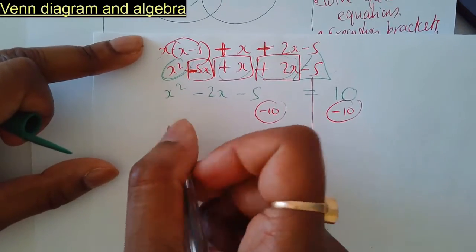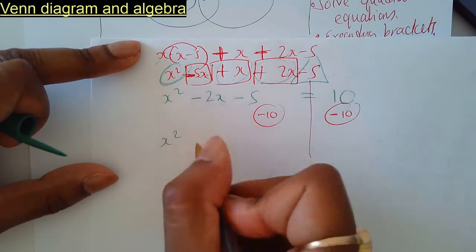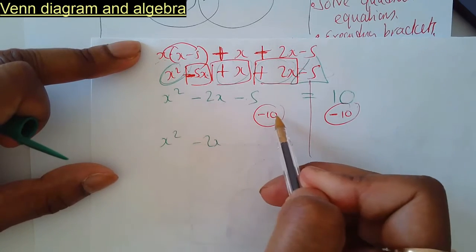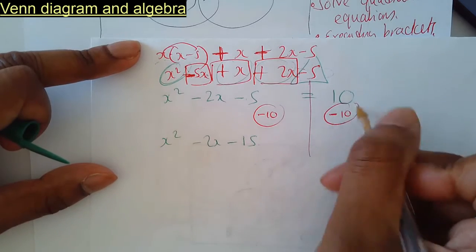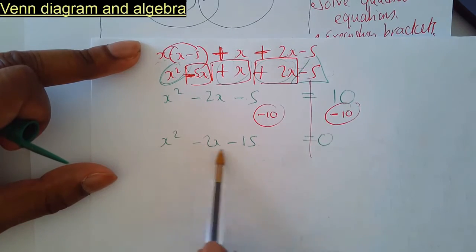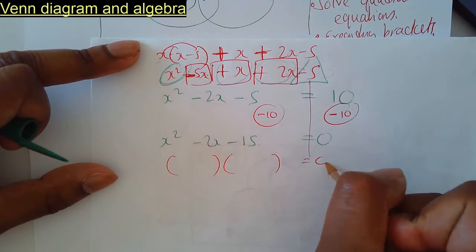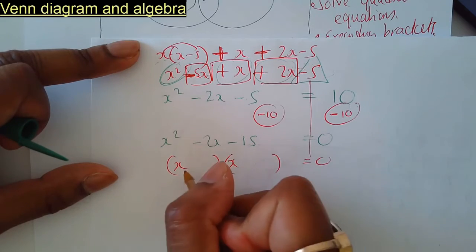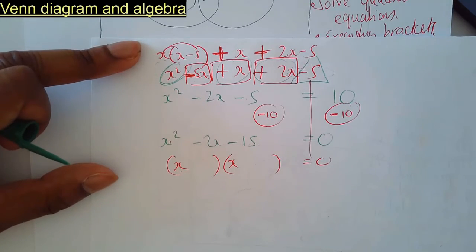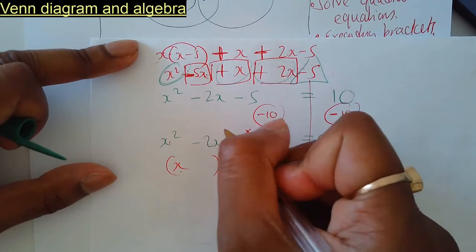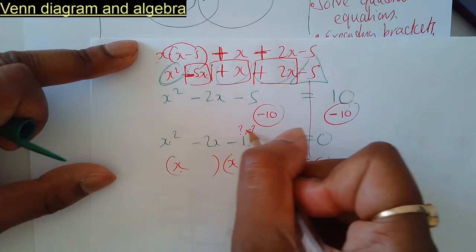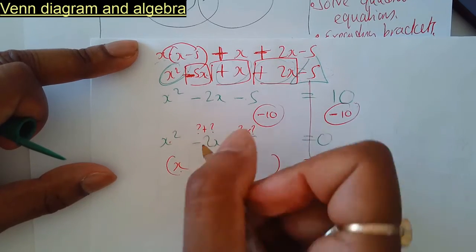So we have x squared minus 2x. -5 take away 10 on the number line is -15. That becomes 0. Right, that's a quadratic equation. It needs solving, so you need to factorize this first. x and x, because x times x is x squared. Right, what two numbers multiply together to give you the -15, but those same two numbers, when added together, give you -2?